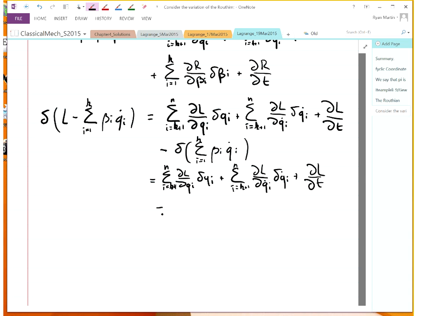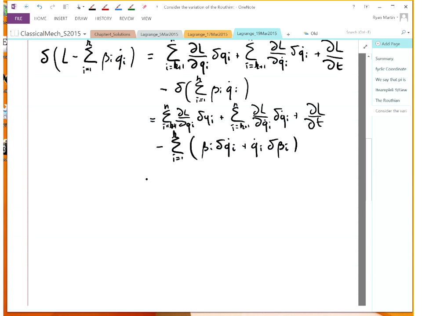And so that's the product rule, just like you would do for a derivative. If you're taking the derivative of beta i qi dot, you would do the derivative of beta i times qi dot, and then you do the derivative of qi dot times beta i. So if I do that, then I have the sum from i equals 1 to k. So the first term would be beta i delta qi dot. And then the second term would be qi dot delta beta i.